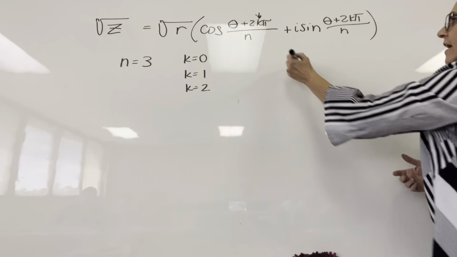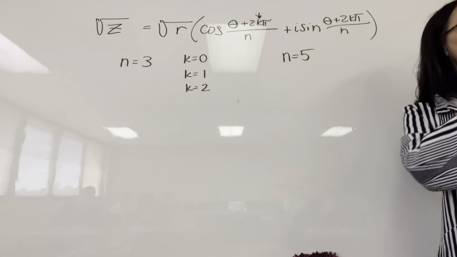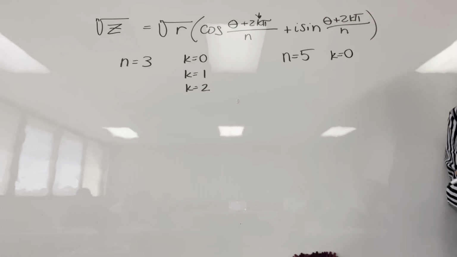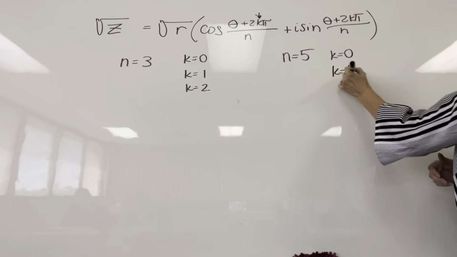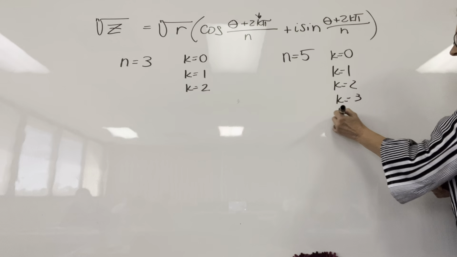If I had a fifth root, how many answers am I going to have? Five. My first one is going to be when k is 0. My second one is going to be when k is 1. Then k is 2, k is 3, k is 4.